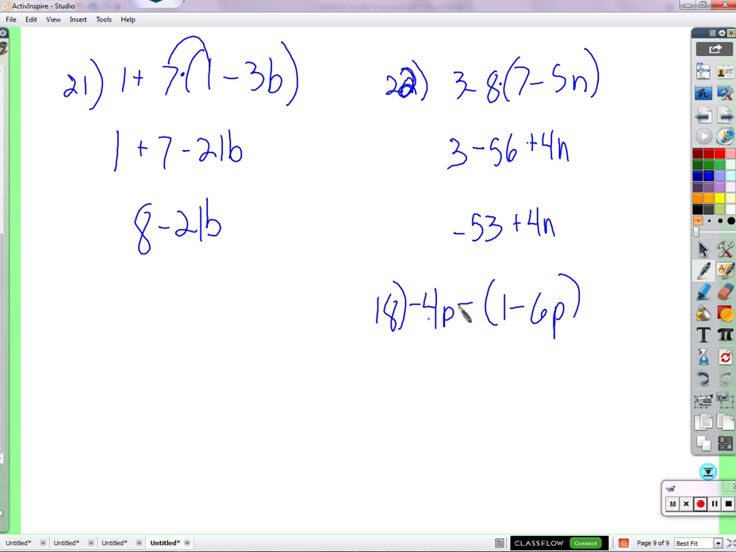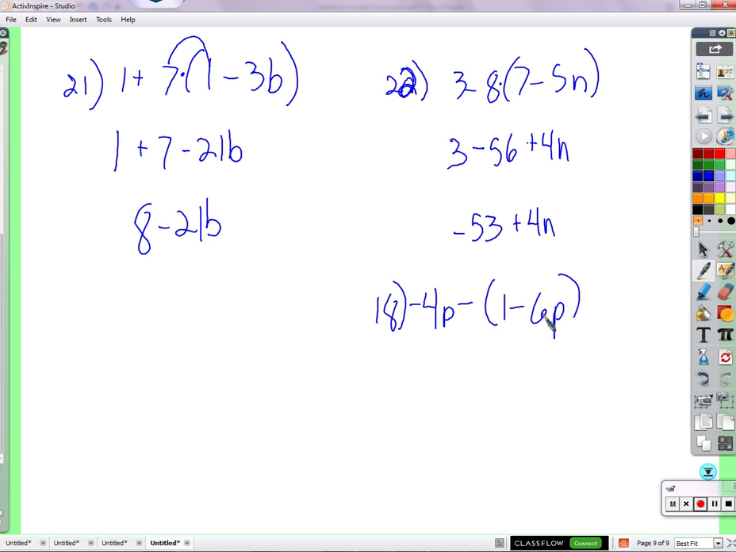Is this negative 4p being multiplied by this parentheses? No. In between there, if I were to say it with words, I'd say negative 4 times p minus the parentheses 1 minus 6p. So I do not distribute the negative 4p. No, that's not multiplied by these parentheses.